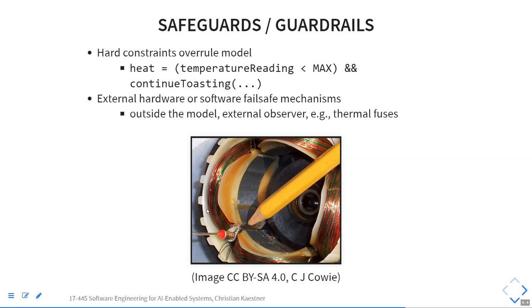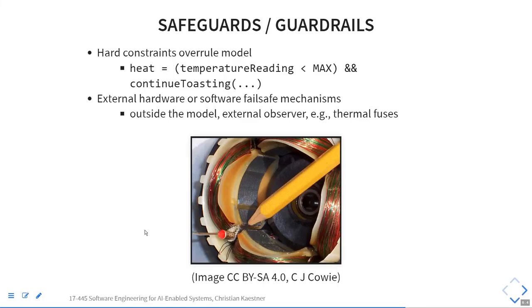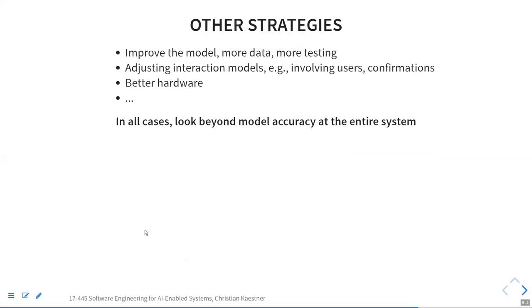So there are a couple of things that we can do, even if the model is unsafe. If we look at the larger system, we can still design something safely. We could improve the model. We can think about the user interactions, that the user is in the loop, right? We can have better hardware. But in all cases, it's not just model accuracy, right? So we're not fixing it by providing more training data.